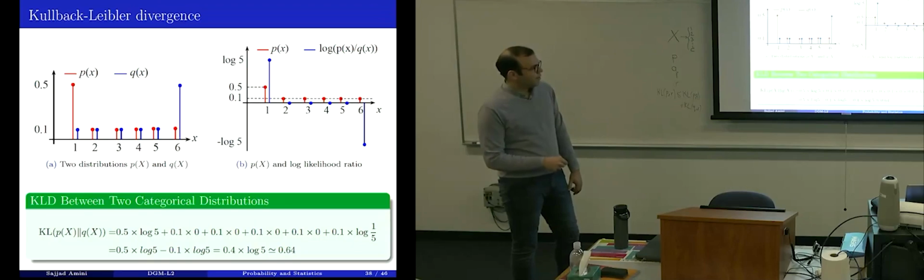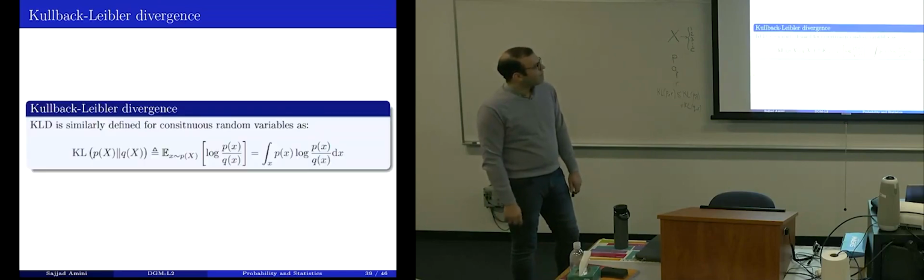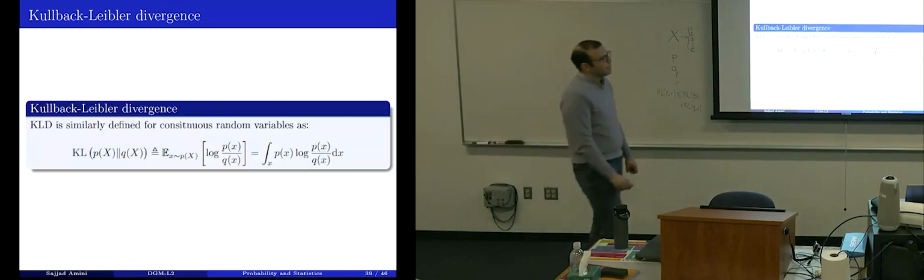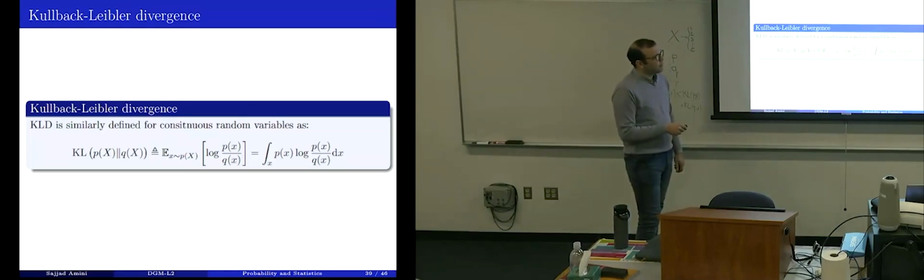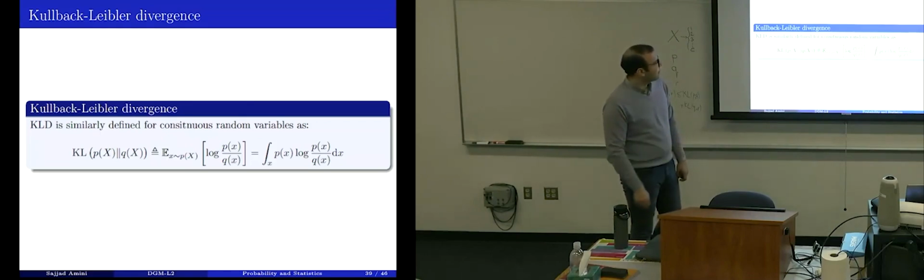And you can see it here for the above two distributions. The result is 0.64. And it can be easily extended to continuous random variables. Instead of the summation, you have the integral over the valid values of your random variable.